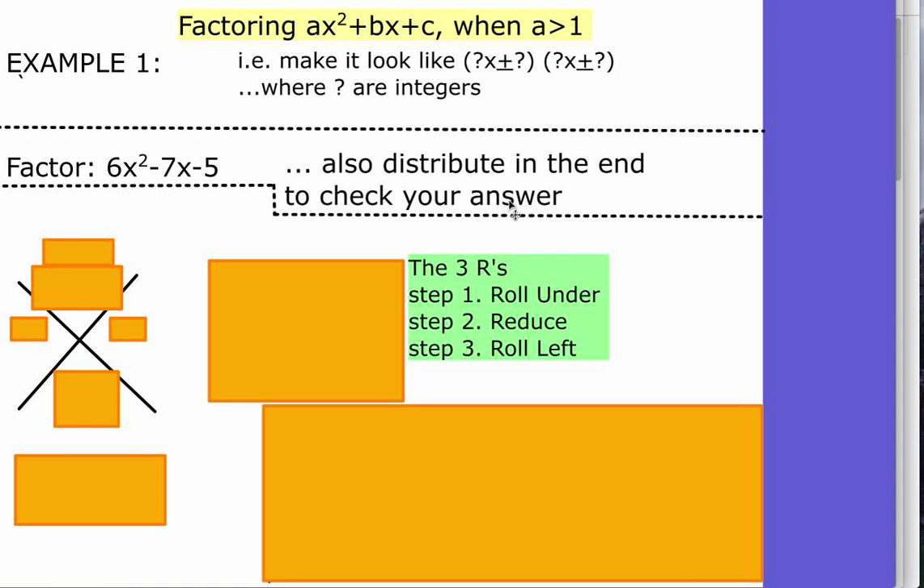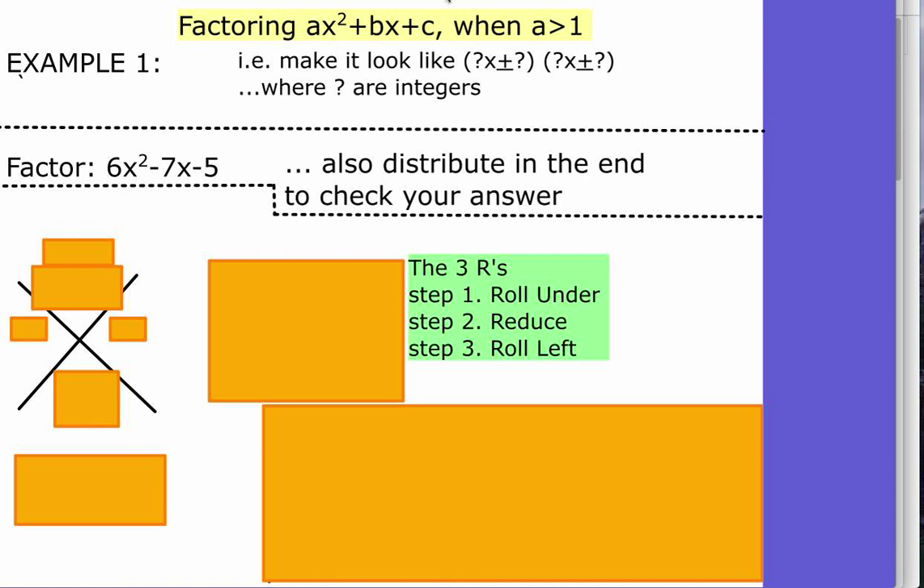Just a heads up, a lot of what we're doing, at least the beginning part of factoring this, is going to resemble what we did in the past video. The only thing that's going to change is that in addition to what we previously did, we're going to use what I call the 3 R's, which is roll under, reduce, roll left. So once again, we start off the same way like we did in the previous video. In addition to that, we're going to add the 3 R's as steps. Instead of me just talking about this, let's actually do it and let me show you.